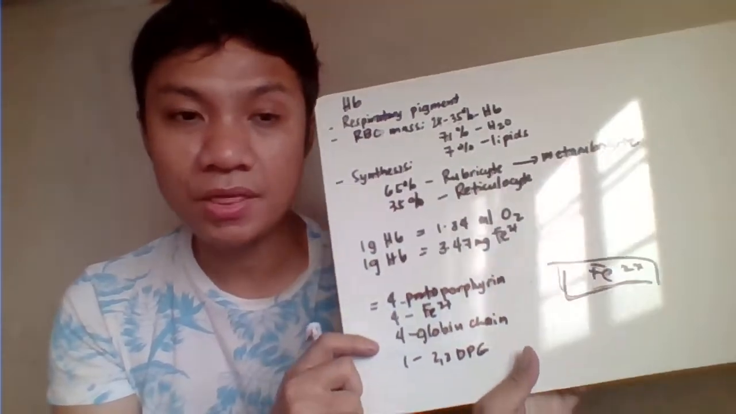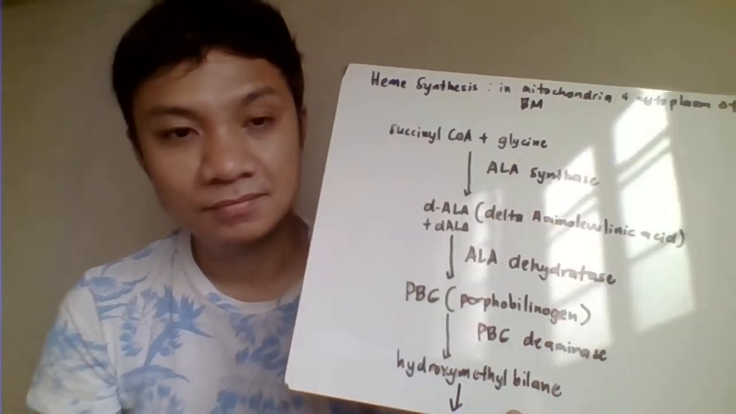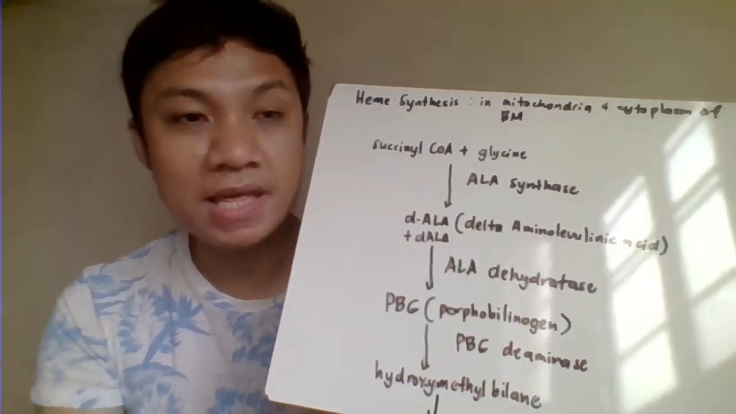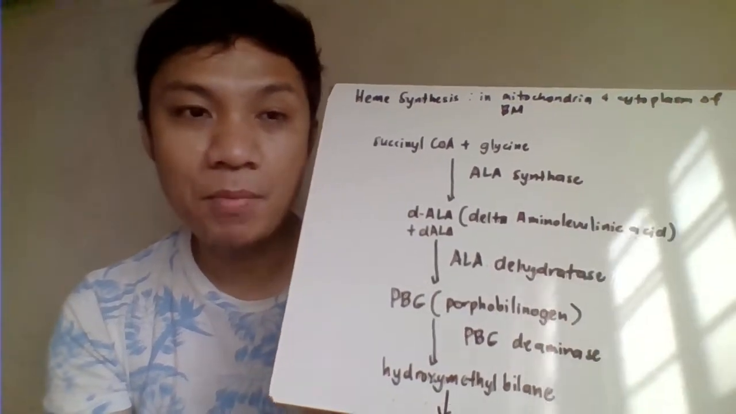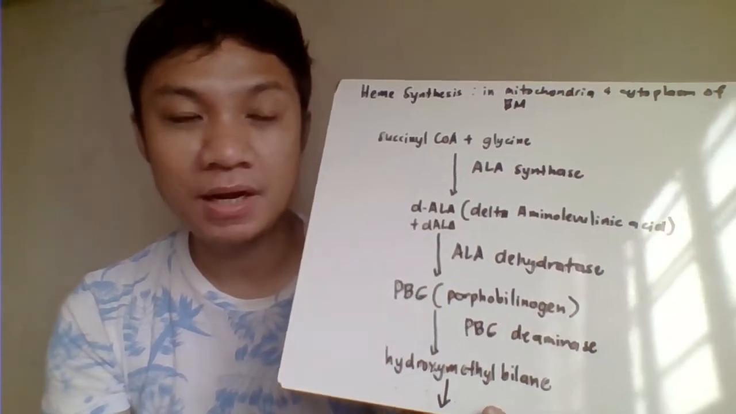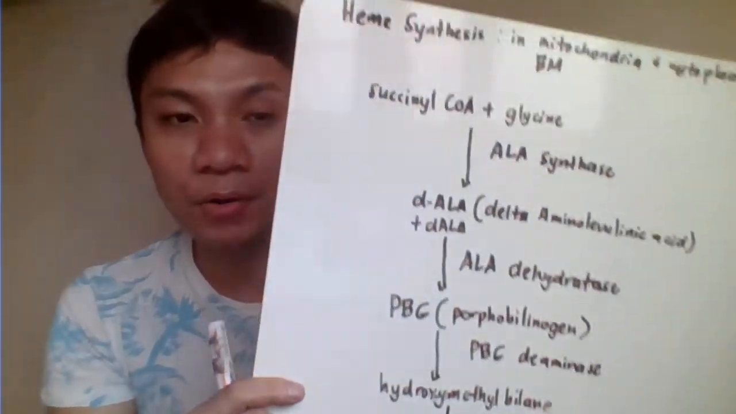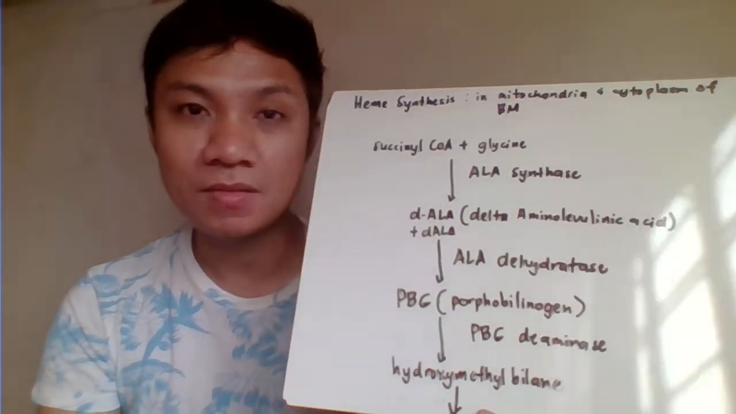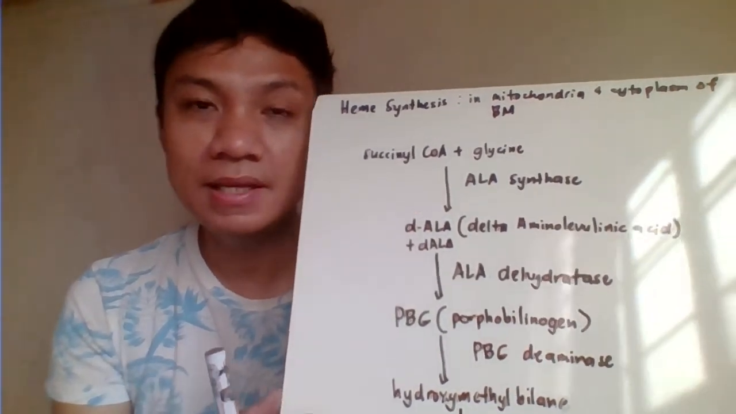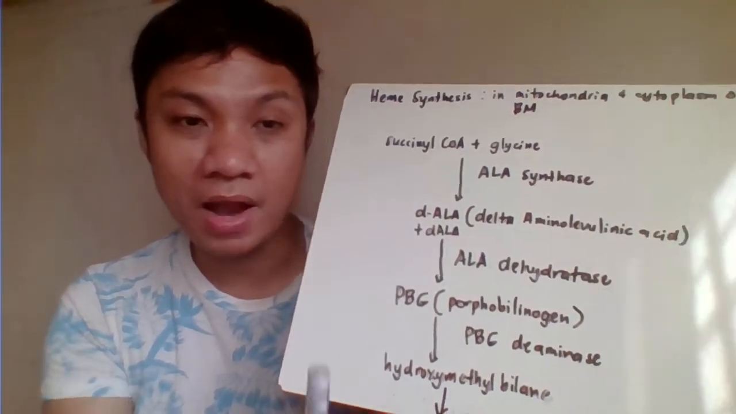Okay, we start the discussion with your hemoglobin production, with our heme synthesis. Your heme synthesis is occurring here in the mitochondria and in the cytoplasm of your bone marrow. Because remember that your mga immature RBC natin, starting with your rubricyte, metarubricyte, they are still found in your bone marrow. So we have here the steps in your heme synthesis, so you need to memorize all of this, including here the enzymes needed to catalyze each of your metabolic reactions.